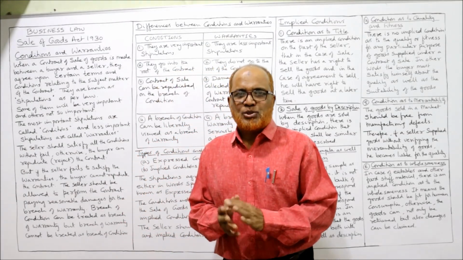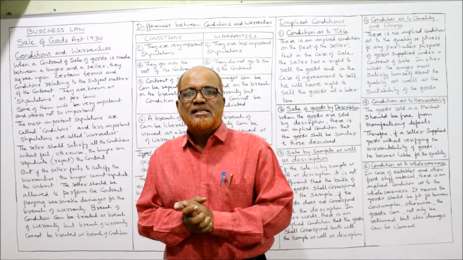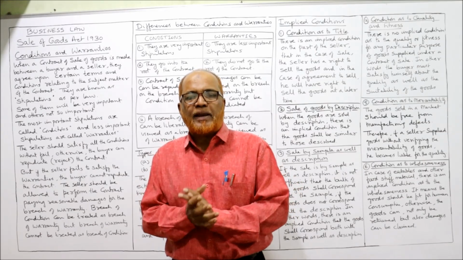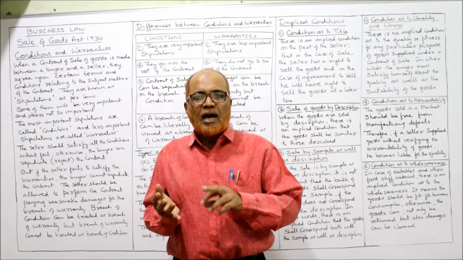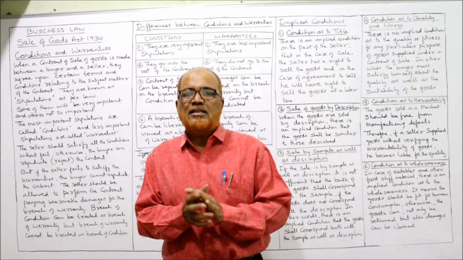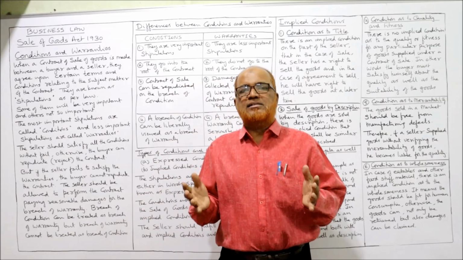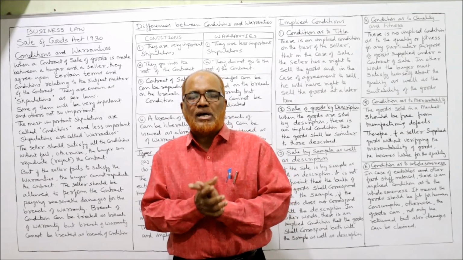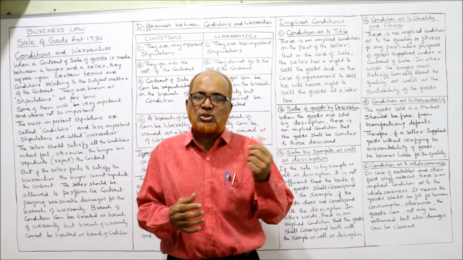I'm Hasham. In this video I'm continuing the last session, that is Sale of Goods Act 1930. In the last two videos I explained the contract of sale of goods and the essential elements of a valid sale. In the second video I explained the differences between sale and agreement to sell, and what goods are and the different types of goods. These are things I already discussed in the last two videos.